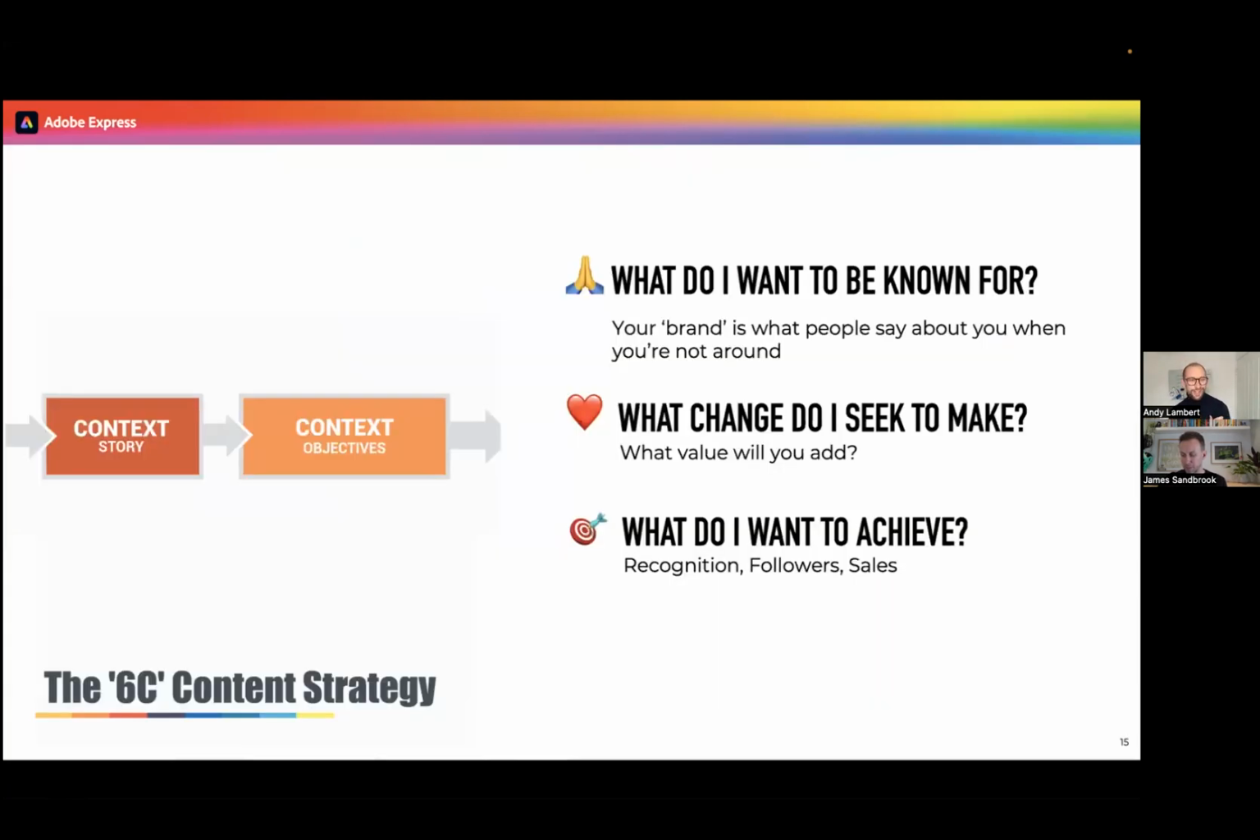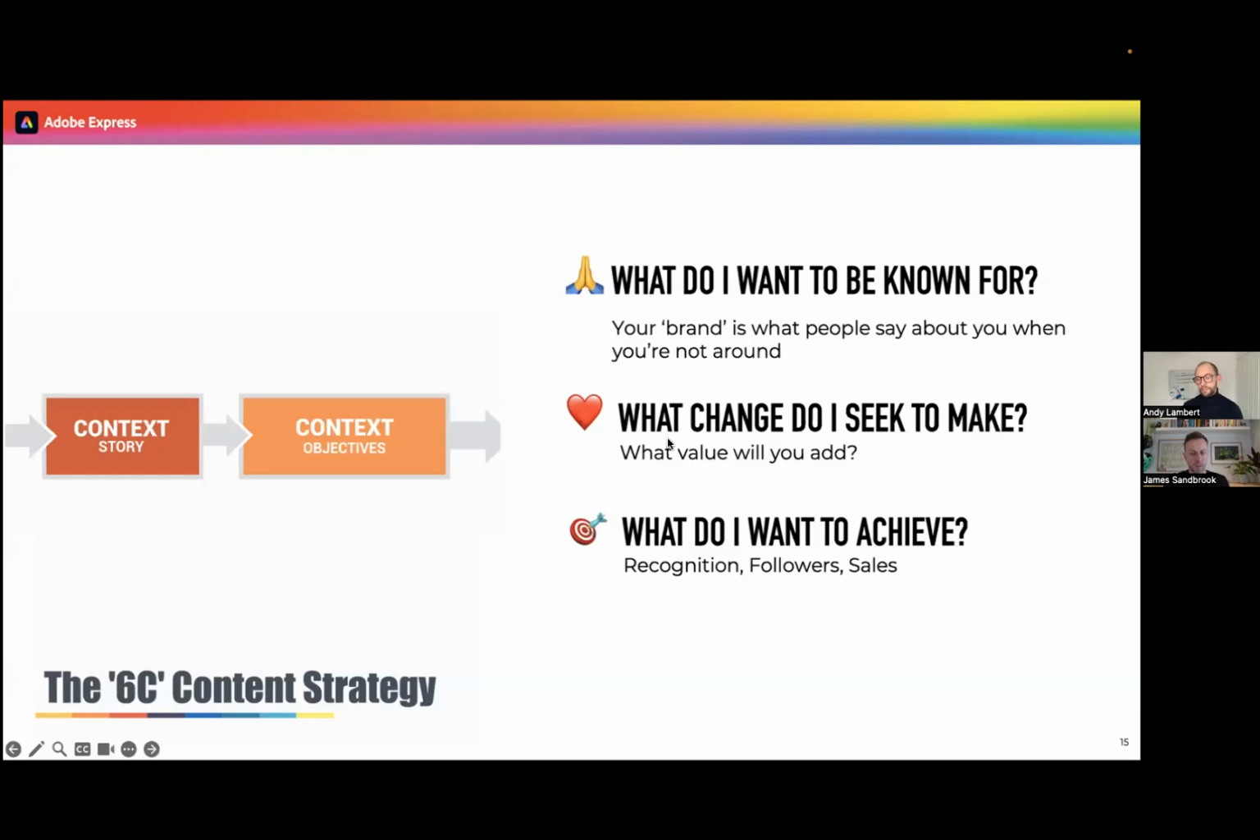That fidelity takes us into context. So context is all about story. And I always really like this question because I think it prompts some interesting answers. The story you tell related to the problems that your customer faces: what do I want to be known for? If we think of your brand as what people say about you when you're not around, which essentially it is, your brand is your reputation, your brand is your promise. So what would you want to be known for? If someone was talking about you to someone else, how would you want to be described? That really helps us understand the story and the way we want to tell it.